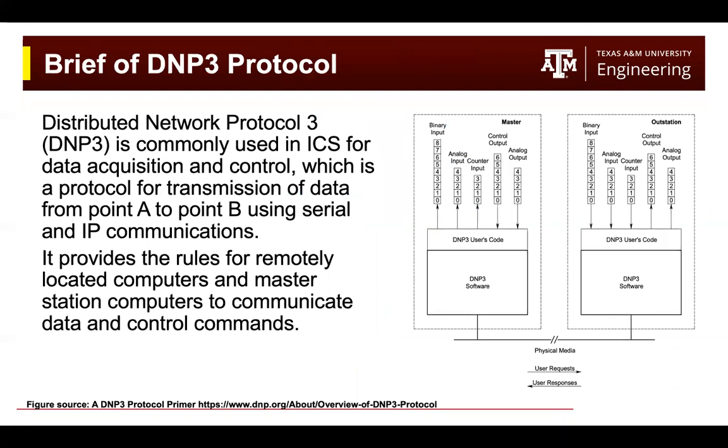The Distributed Network Protocol 3, which is DNP3, is commonly used in power systems for data acquisition and control. It is a protocol for transmission of data from one point to another through serial or Ethernet communications. It provides the rules for remotely located computers and master station computers to communicate with each other. The figure on the right side shows the DNP3 communication between a master and an outstation. Once the master sends a request, the outstation will respond by supplying the data or executing the command.